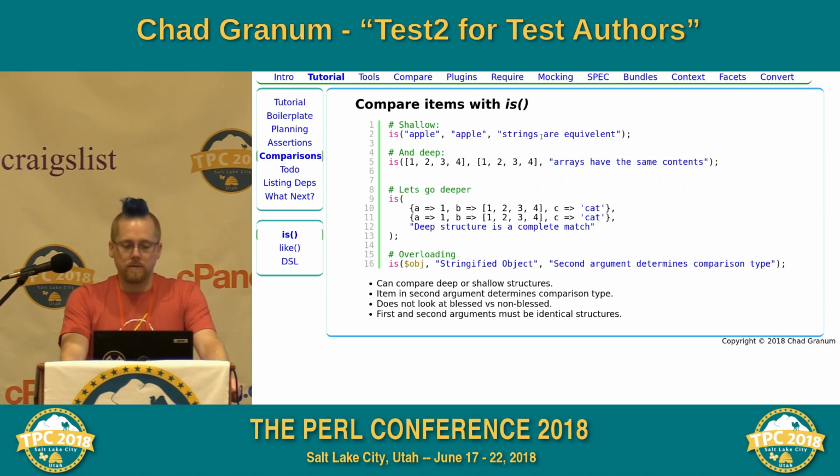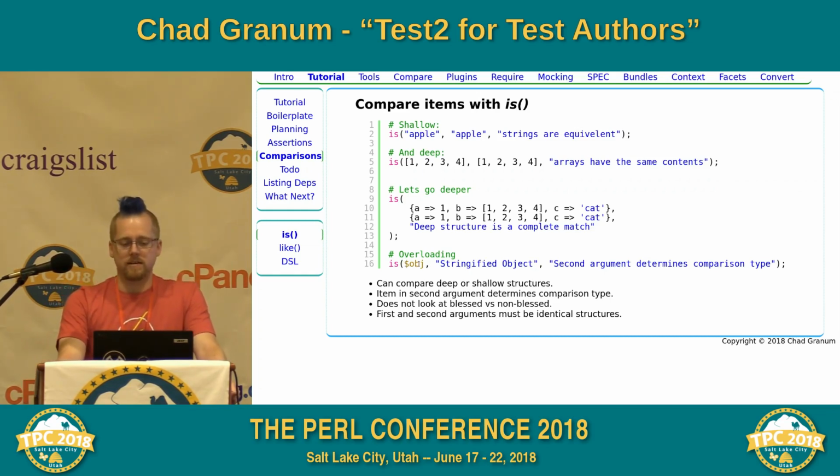Moving on, comparisons. So everyone who's used Test2 is also familiar with is, where you can do a string compare. With Test2, is_deeply has now been replaced by is as well. So you only call is, you don't call is_deeply. You can pass it deep data structures, like they were comparing arrays. You can go even deeper and just compare two data structures infinitely deep. And overloading is handled by having the right-hand side determine what type of comparison will be used.